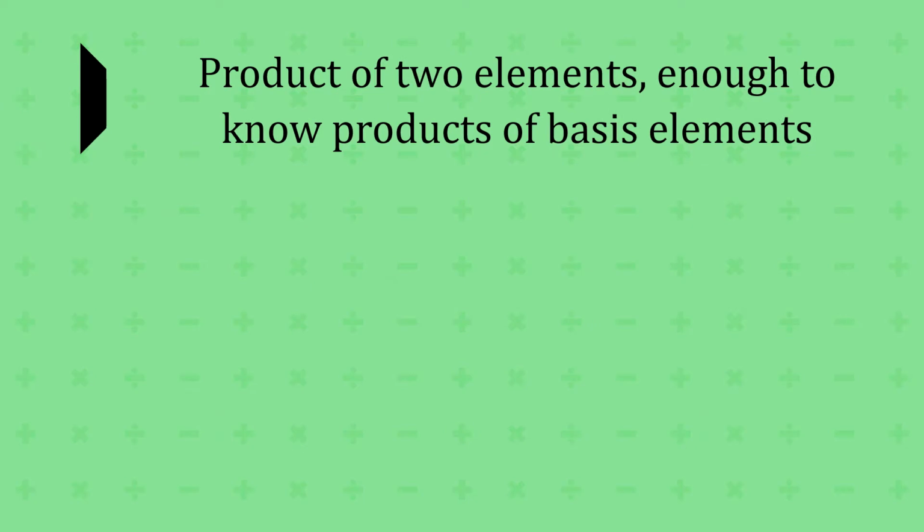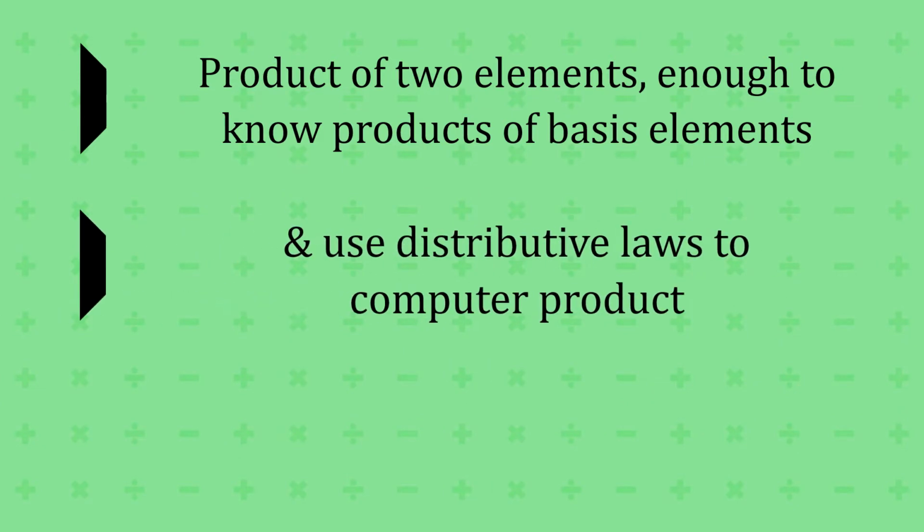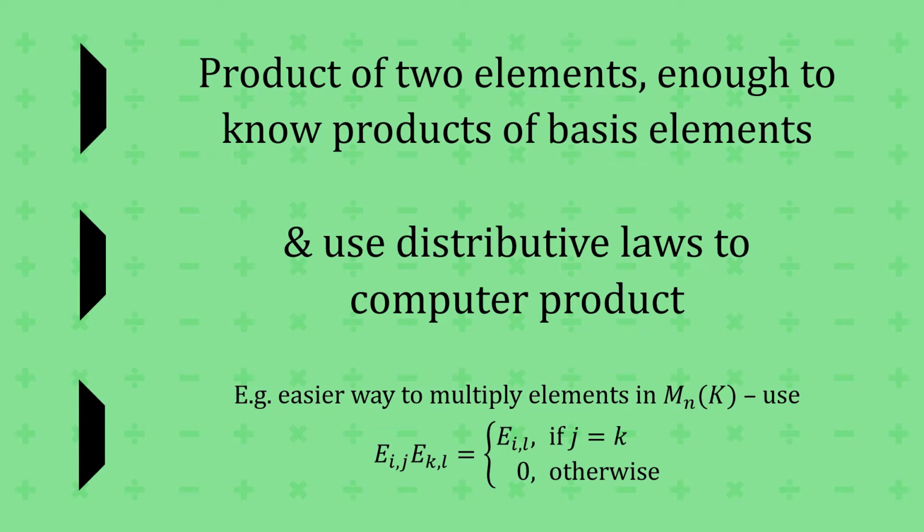When finding the product of two arbitrary elements in an algebra, it is enough to know the products of the basis elements of the algebra, and then use the distributive laws to compute their product. For example, an easier way to multiply elements in the n by n matrices is to use the relation that Eij times Ekl is equal to Eil if j is equal to k and 0 otherwise.